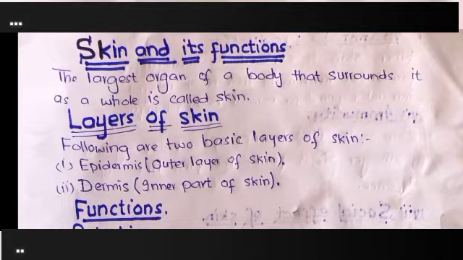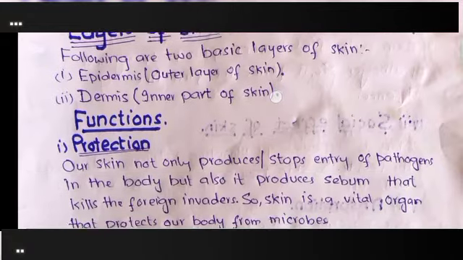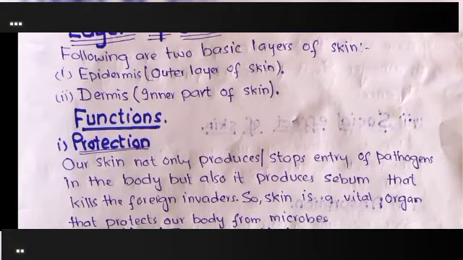Next, if we see the layers of skin, skin has two layers. One is the outer layer and the second one is the inner layer. The outer layer of skin is called epidermis, while the inner part of skin is known as dermis. Now we come to the functions of skin.